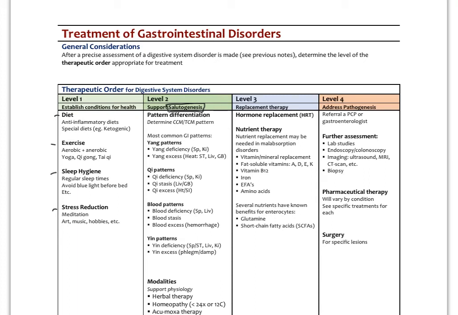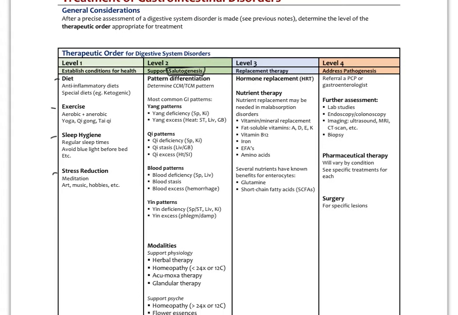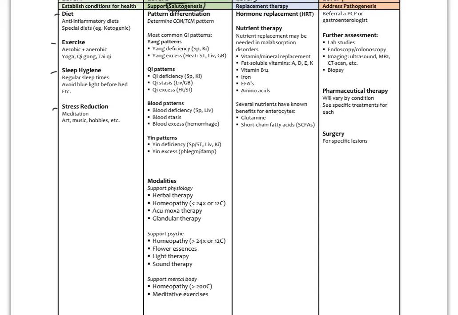So isolating which organ system, and then what's the pattern on that organ system. So we look at our yang, qi, blood, and yin patterns. And that's where we use our herbal therapy, things like homeopathy. Now that's a longer discussion.